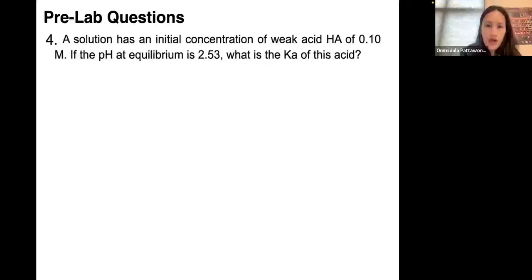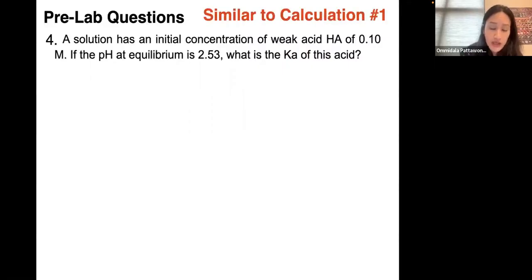For number 4, we see that this problem involves a weak acid. It also involves the acid ionization constant and pH as well. Whenever you see weak acid, pH or Ka, you are going to follow the procedure that we covered in chapter 14.7. Chapter 14.7 covers weak acids. Note that this question is similar to calculation number 1 that you are going to do in lab.